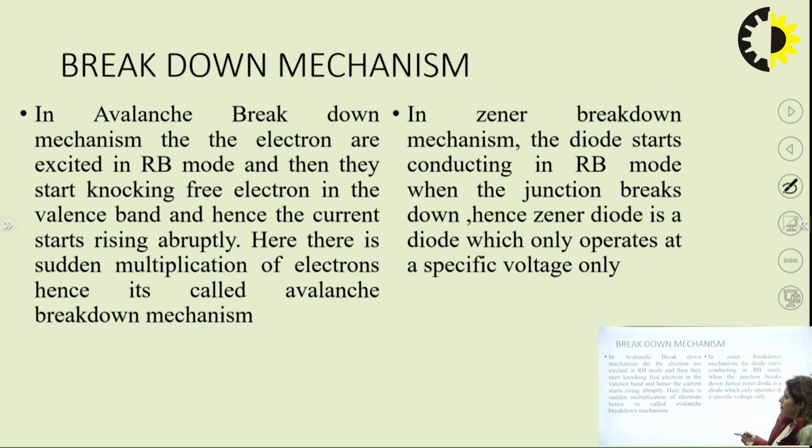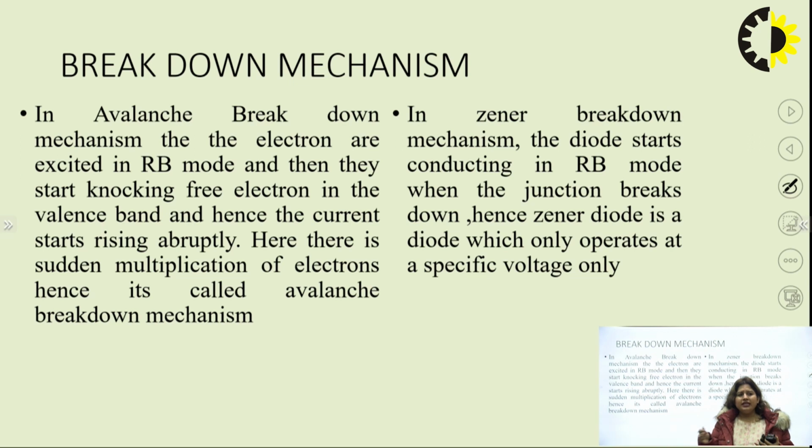So next, what basically a breakdown mechanism is. In avalanche breakdown or Zener breakdown, there are some differences between these two mechanisms. In the avalanche breakdown mechanism, the electrons are excited in the reverse bias mode. Both conduct in the reverse bias mode, either as an avalanche diode or a Zener breakdown mechanism. But the start of knocking off the free electron in the valence band, and hence the current rises abruptly, is in the case of the avalanche breakdown as compared to the Zener breakdown.